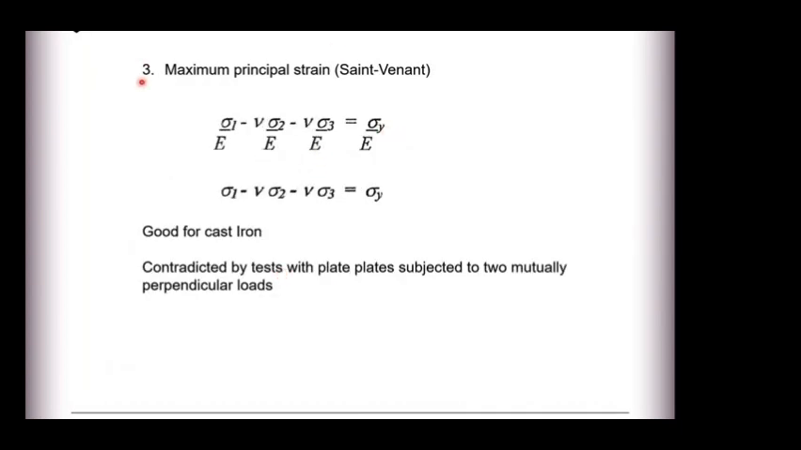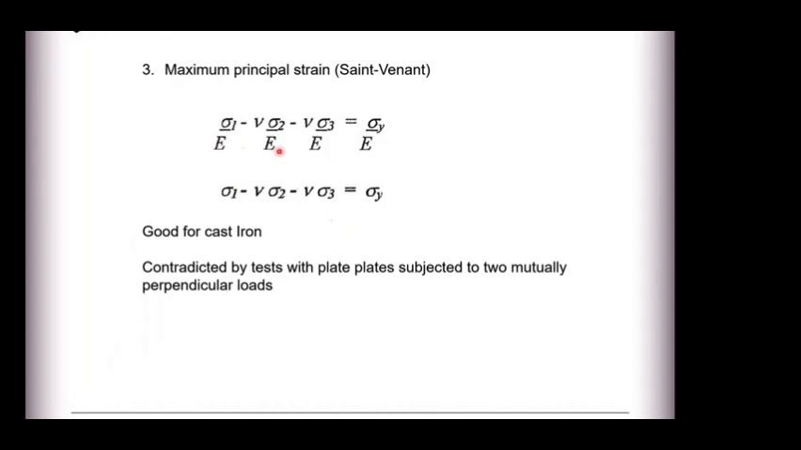The next theory is the maximum principal strain theory, and there we've got our principal stresses times through by Poisson's ratio, and sigma 2 and sigma 3 are divided through by Young's modulus. So what we're actually looking at here is strain. Strain is stress over Young's modulus in the one direction. So we've got strain in the one direction, strain in the two direction, strain in the three direction. When that's equal to the yield stress divided by the Young's modulus, i.e. the strain at yield, that's when you're likely to see failure. And that's been simplified to that form there.